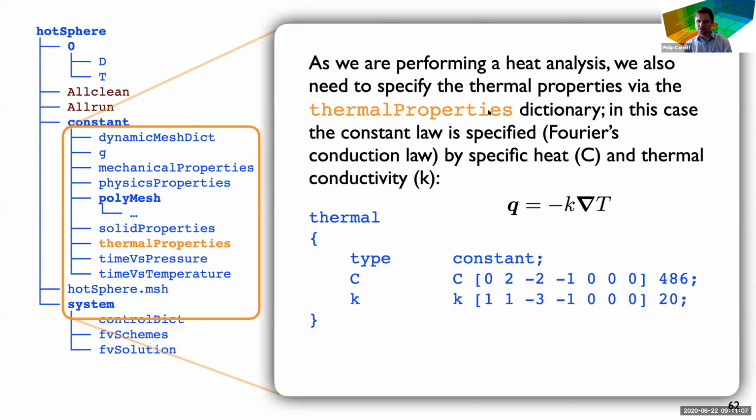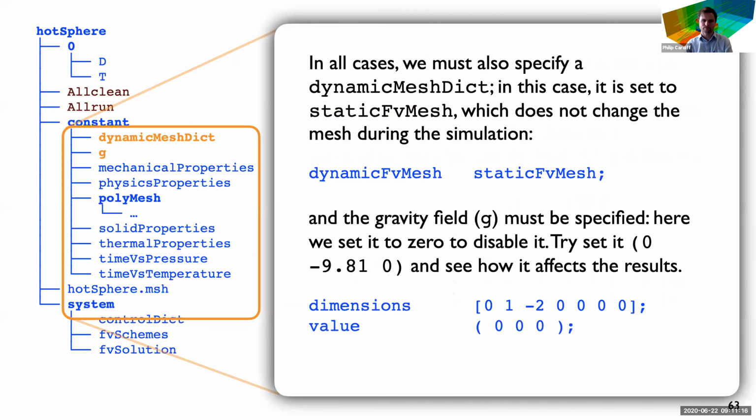In thermal properties, there's only one option, so it's just Fourier's law. So you can specify conductivity and specific heat. As I said, dynamic mesh state always needs to be specified. Here we're using static FE mesh, which is basically just a normal, not moving mesh. And gravity is set to 0, but we can try turning it on and see what effect it has.